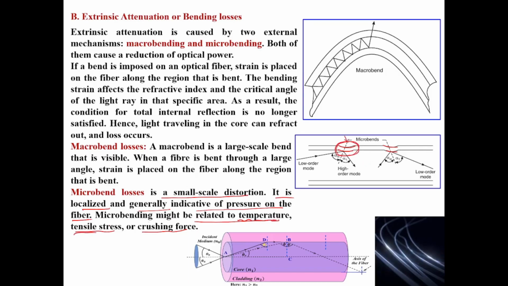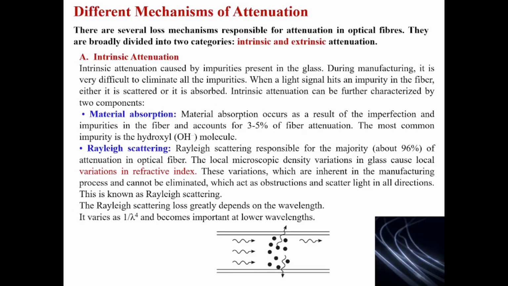Due to this micro bend, the light ray is scattered at these points. So wherever we have a micro bend, scattering happens, due to which we find attenuation in the optical fiber. Okay, so this is all about the different mechanisms of attenuation. If this question is asked in your exam, it will carry 2 to 3 marks. So you have to write the main points that we discussed in the class.